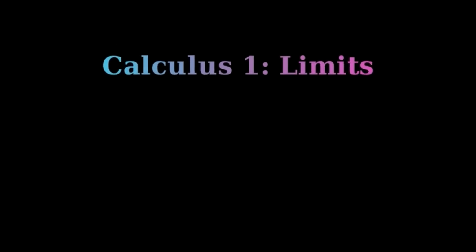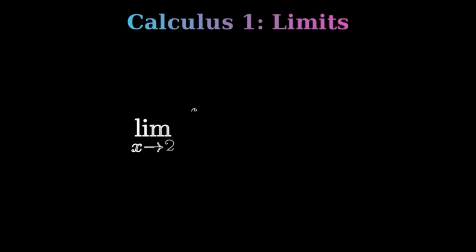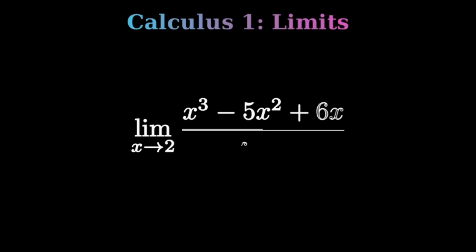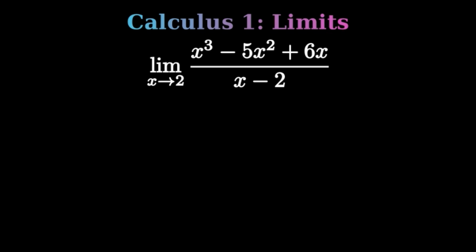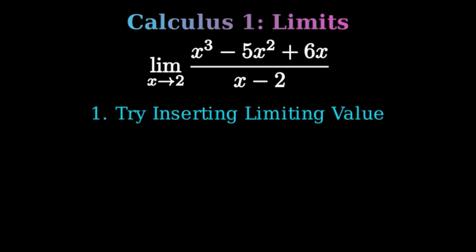Let's get started. So we have the limit as x approaches 2 of x cubed minus 5x squared plus 6x over x minus 2. The first thing you want to do when you get these problems is try to insert the limiting value. The limiting value is that 2 under the limit. So that's the first thing you want to try to do. Basically, put it in place of all the x's that you see.